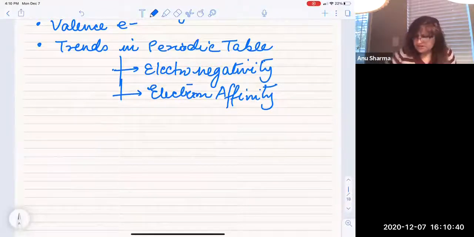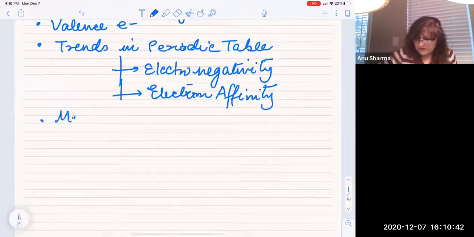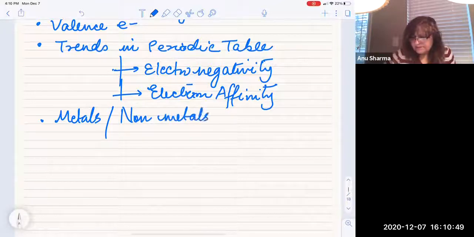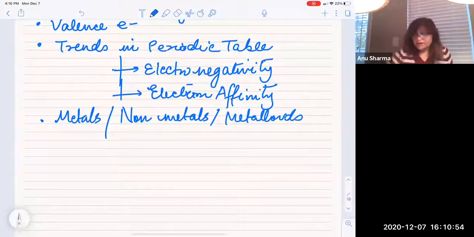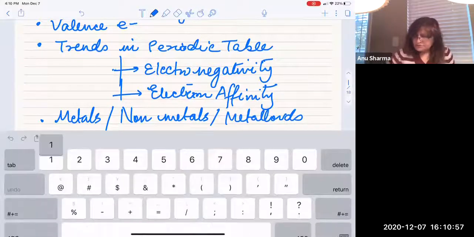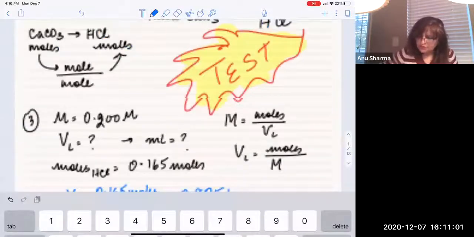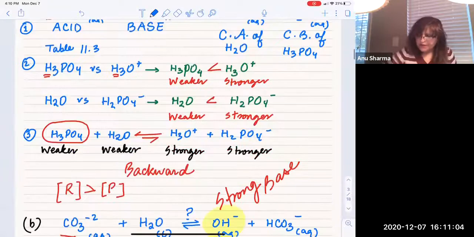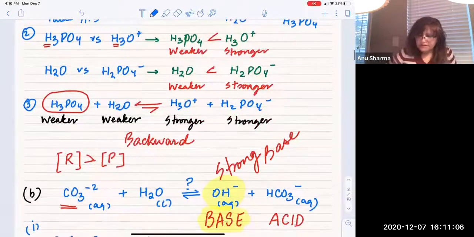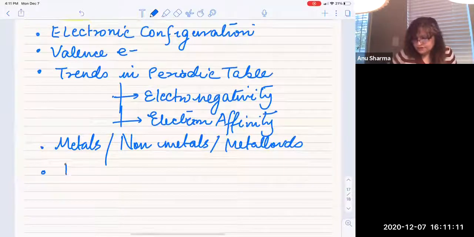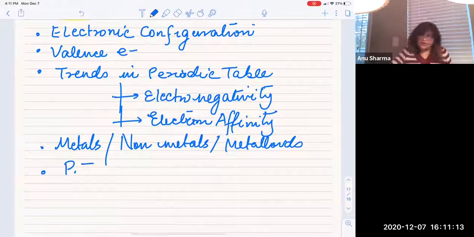So know these, and then there's just general properties: metals, non-metals, metalloids. You should know which ones these are and where they are in the periodic table. Just a general thing about the periodic table: you should know what the columns are, what the periods are, what they are used for, and how these are placed. So the periodic table, just in general.